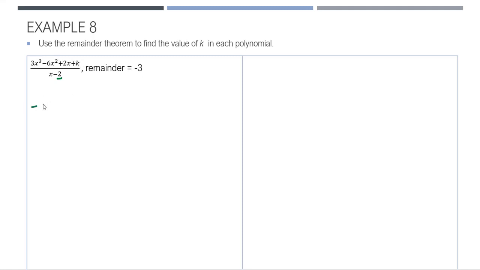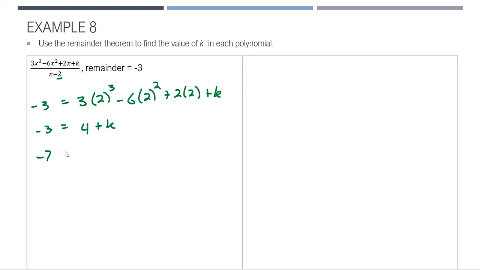So if I actually go and do that, we know it's going to be equal to negative 3, and I substitute in 2 for all my x values. So this becomes 2 cubed minus 6 times 2 squared plus 2 times 2 plus k. And using my calculator, I'm going to find out that this all equals 4 plus k. Subtract 4 off each side, and we find out that k is actually equal to negative 7. So I really like this question. It seems really confusing at first when you look at it, but it simplifies really quickly.